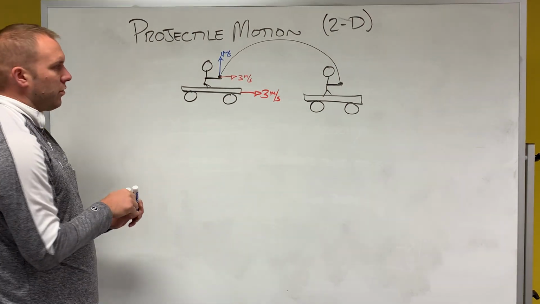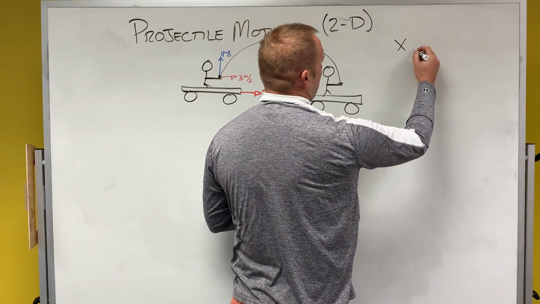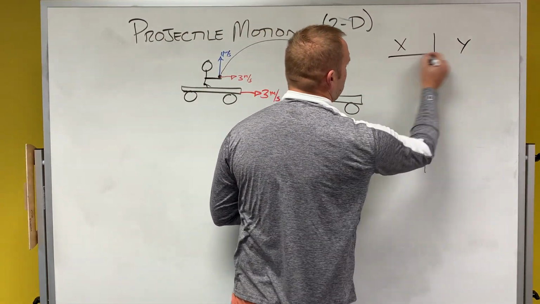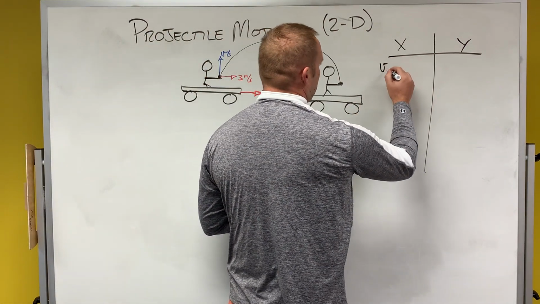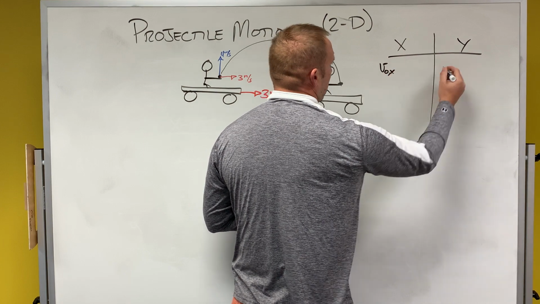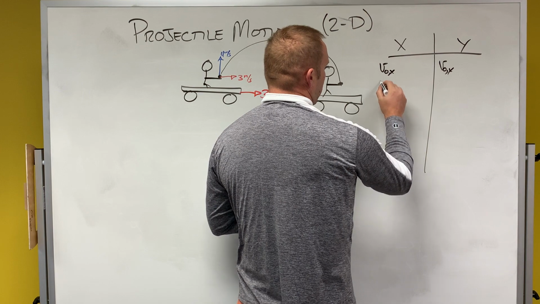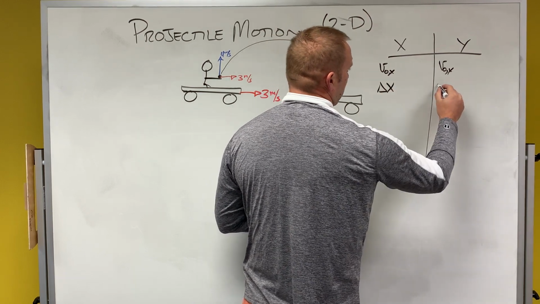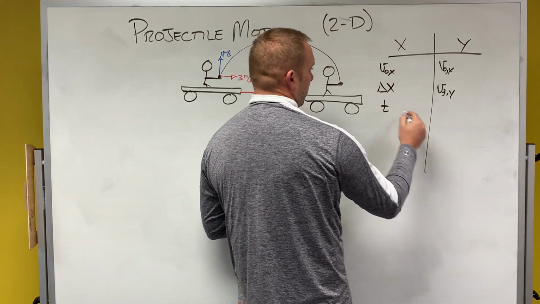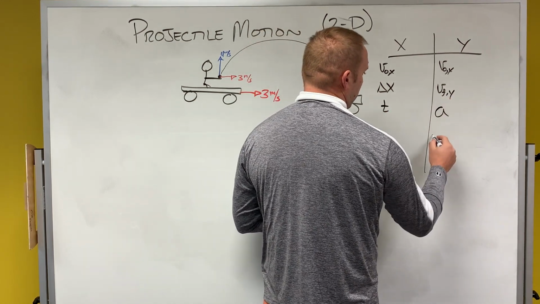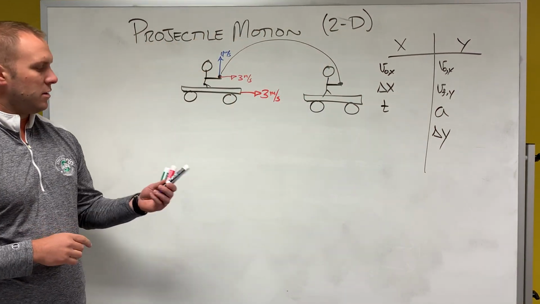Now, when we work through these problems, we're going to have both an X motion and a Y motion when we identify the variables that we're dealing with. So our initial velocity in the X, our initial velocity in the Y, we can have displacement in the X, final velocity in the Y. We can have time, acceleration and displacement in the Y. Those are basically the variables that we could have in either one.